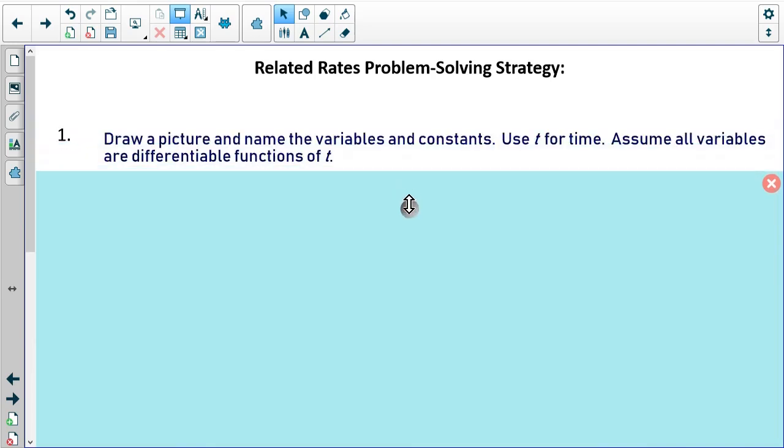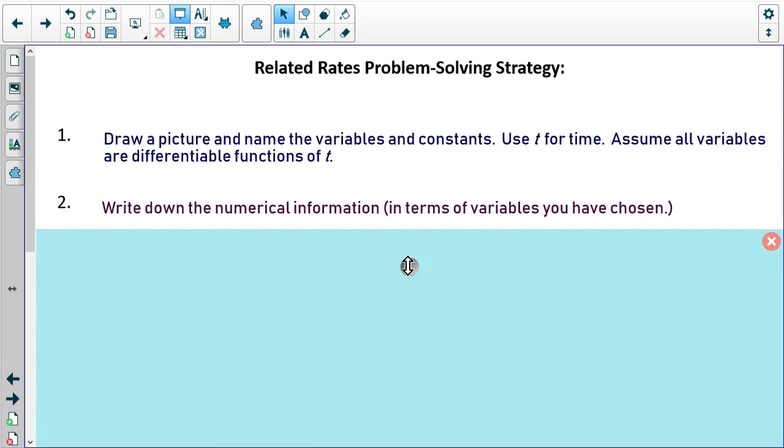First, draw a picture, name the variables and constants, and unless a variable is clearly made constant throughout the entire problem, we have to assume that it's a differentiable function of t and that there's going to be some change. So we have to take that into account.